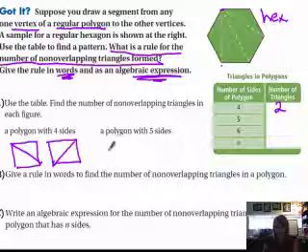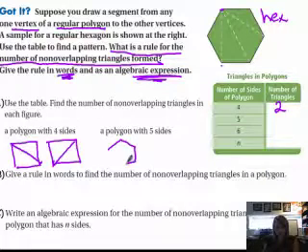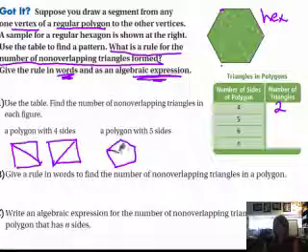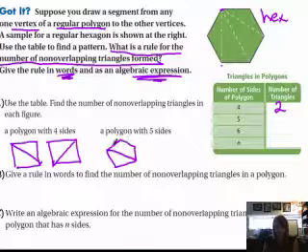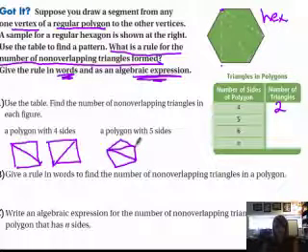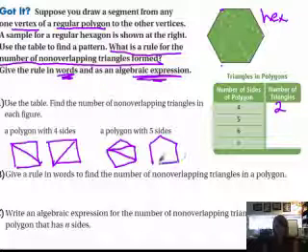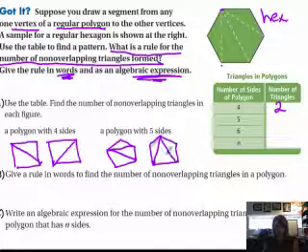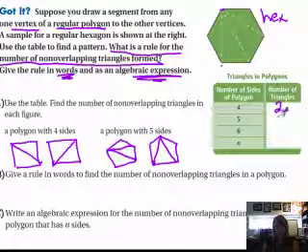Let's try 5-sided. 1, 2, 3, 4, 5. Okay, it's not the best, but it'll do. So I have 5 sides. Well, I'm going to draw from this vertex to an opposite, and this vertex to an opposite. That gives me 3. I wonder if it would be any different if we draw it the other way. So let's see, let's start from here. There's 1, 2, 3. So if I have a 5-sided polygon, I get 3.